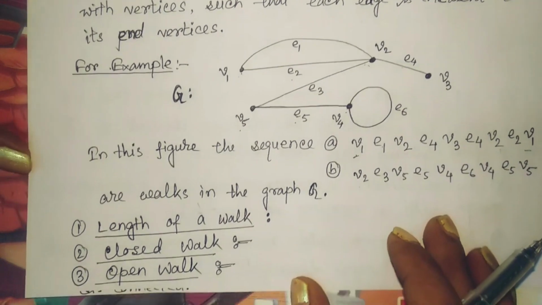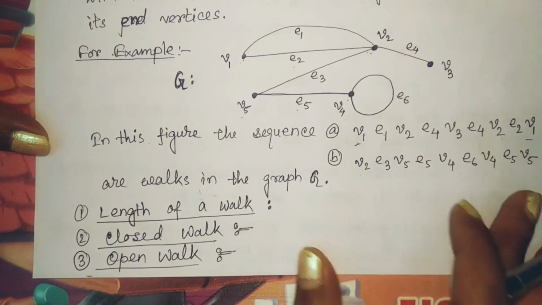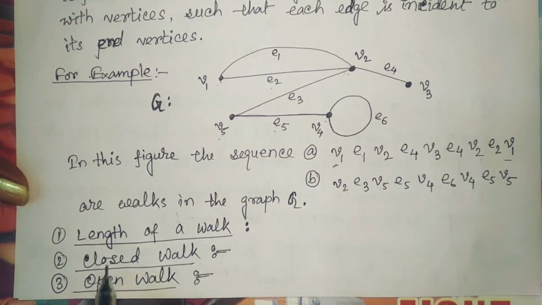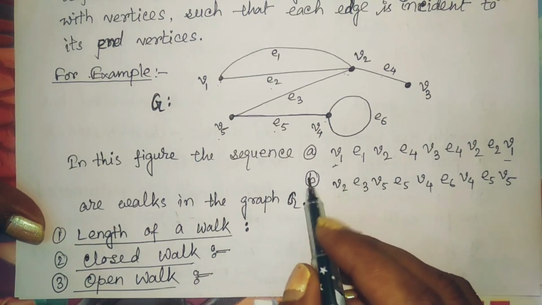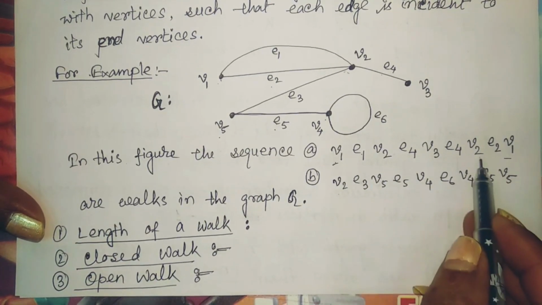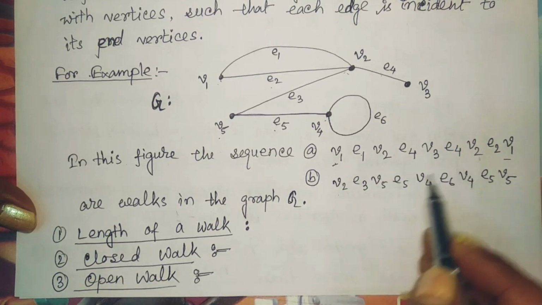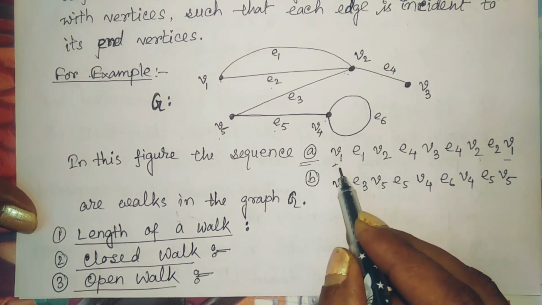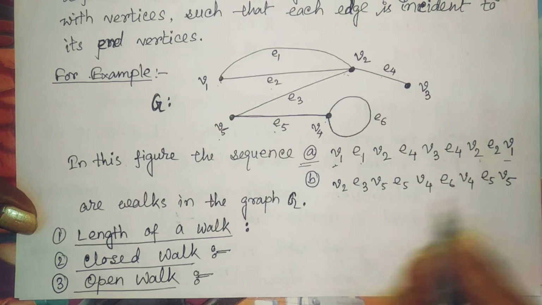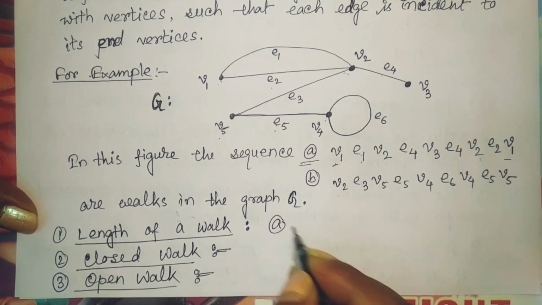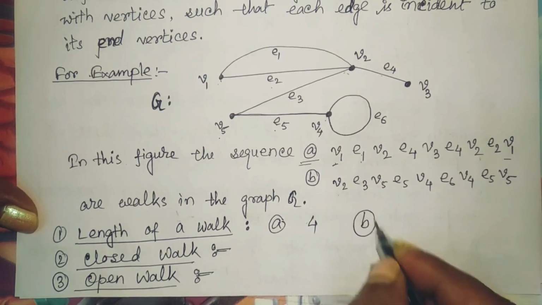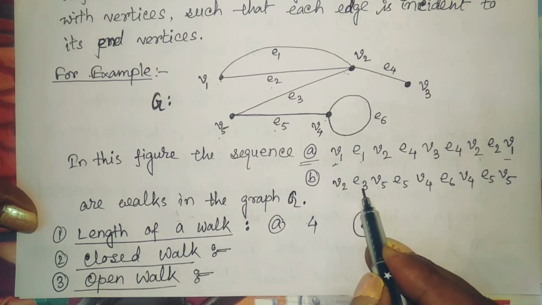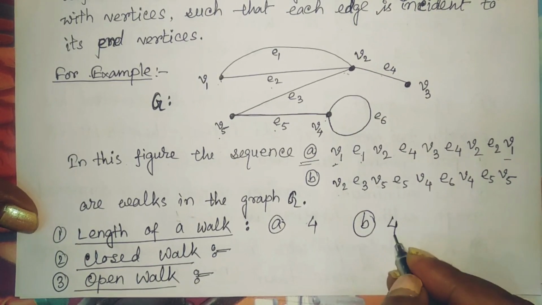Next is the length of the walk, which is very important. The length of a walk means how many edges are included in the walk. That count is the length of the walk. If we consider the first walk, its length is 1, 2, 3, 4. So its length is 4. And for walk B, its length is 1, 2, 3 and 4.